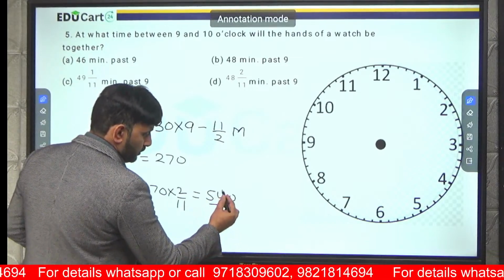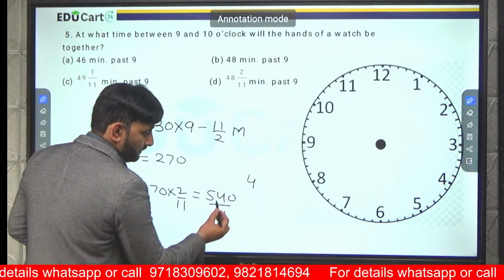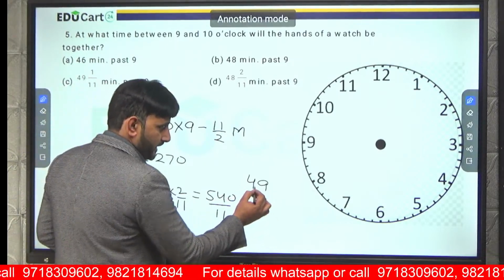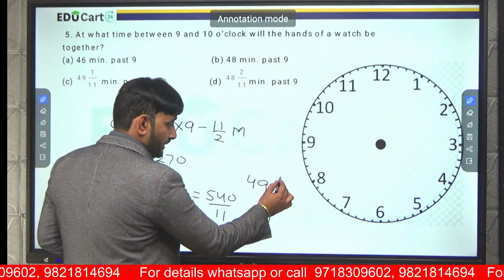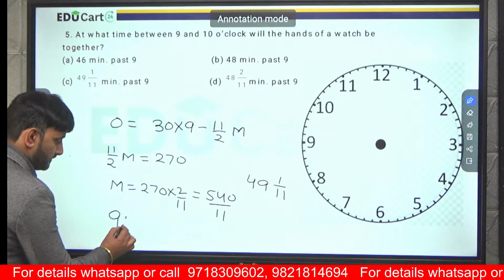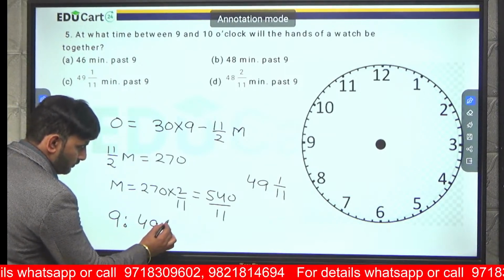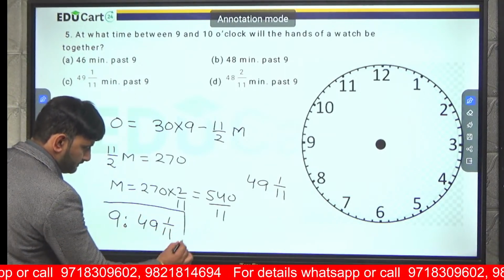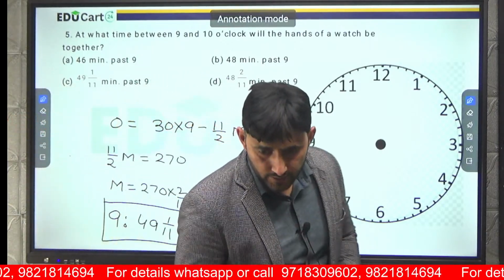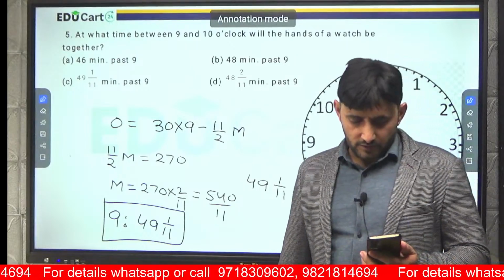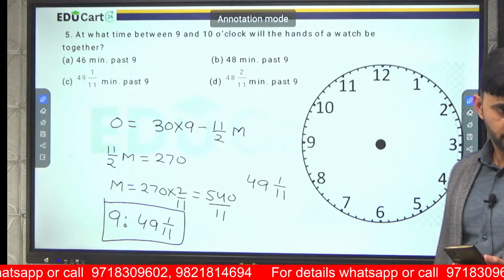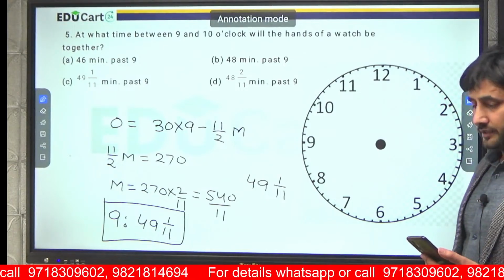So you cancel out by 11. 11 4s are 44. You are left with 10. With a 0 there, 100. 11 9s are 99. We are left with 1. 1 upon 11. So the answer is 49 1 upon 11. I hope it is clear. Yes, my dear Sagar, very good. Let us move ahead.